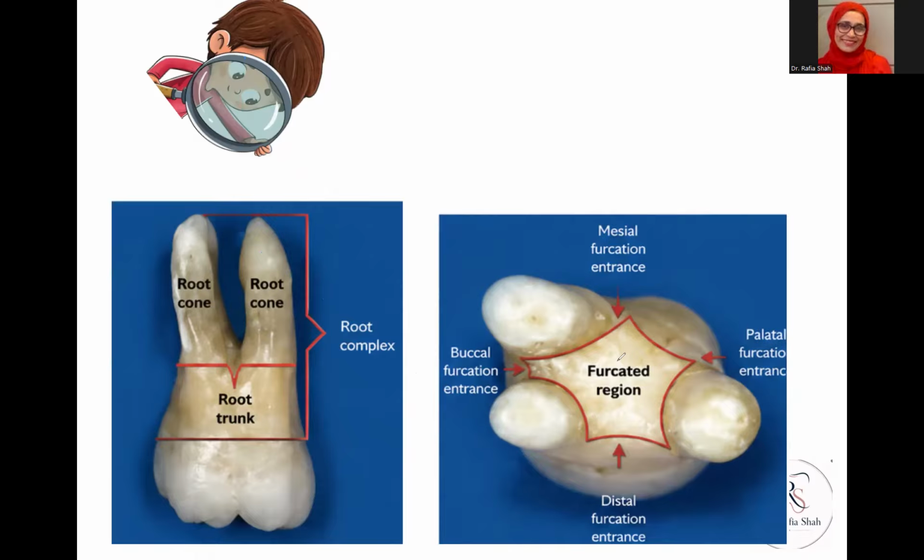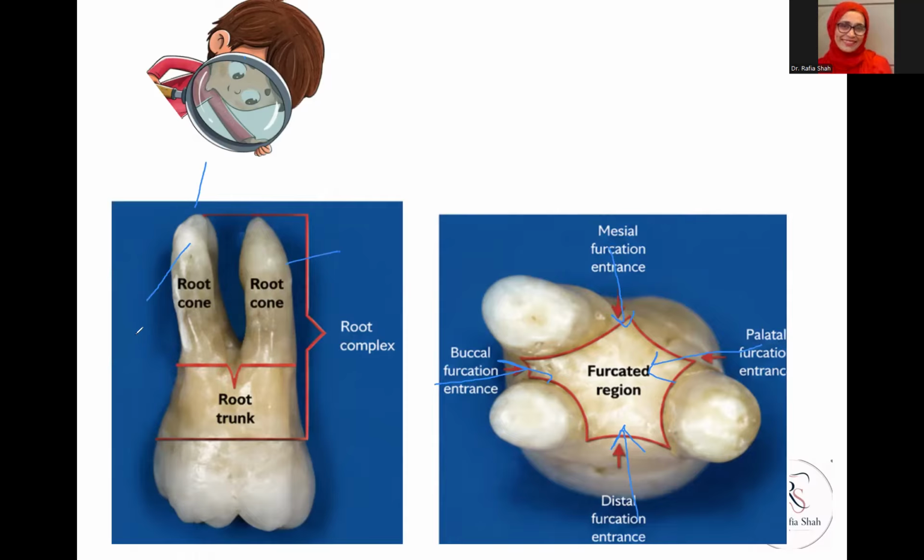Still, we are talking about the upper molar. 6 or 7, we said it has 3 roots. So this furca region will be separated into mesial furcation entrance, distal furcation entrance, buccal furcation entrance, and palatal furcation entrance. If we exactly see, this tooth has 4 entrances for furcation. If I exactly see from here, this is the buccal root, this is the mesiobuccal, this is the distobuccal, and this is the palatal.